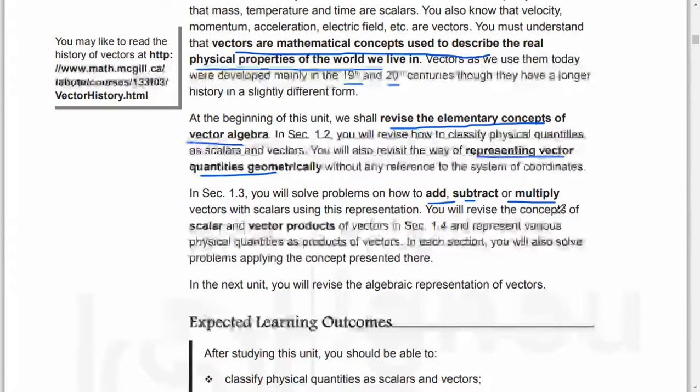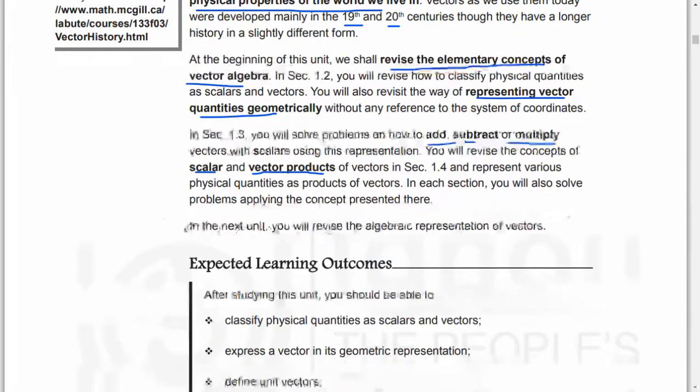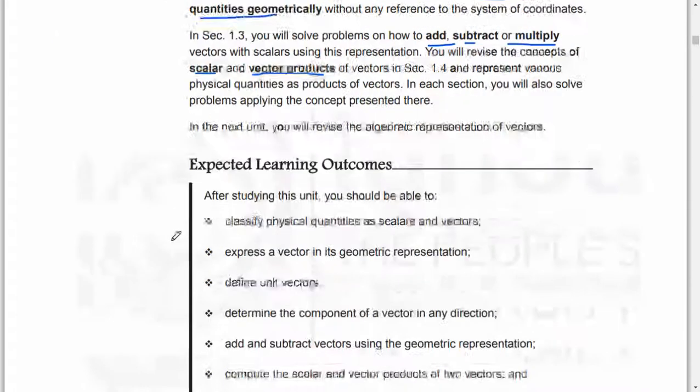You will revise the concept of scalar and vector products of vectors in section and represent various physical quantities as product of vectors. In section, you will also solve problem applying the concept of presented there. In the next unit, you will revise the algebraic representations of vectors.